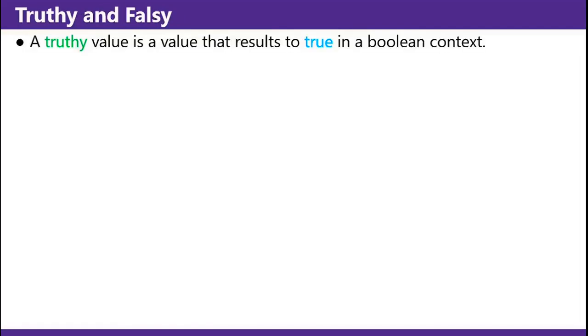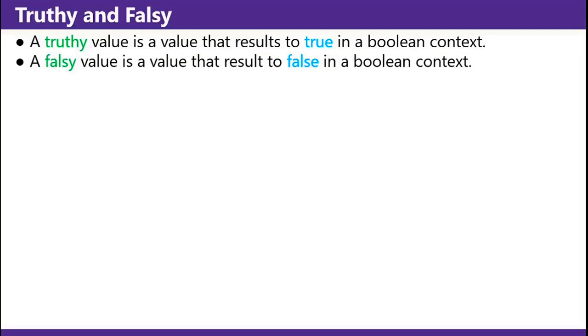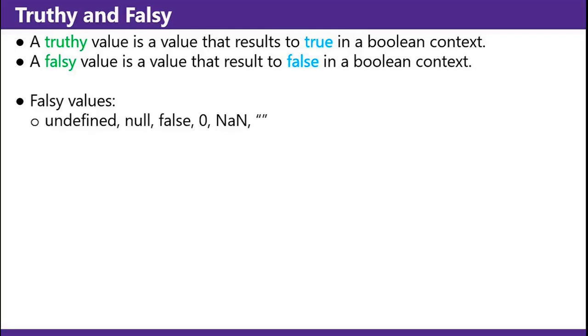Truthy and falsy. A truthy value is a value that results to true in a Boolean context. A falsy value is a value that results to false in a Boolean context. The falsy values in JavaScript: undefined, null, false, 0, NaN, and the empty string. The truthy values: everything else.